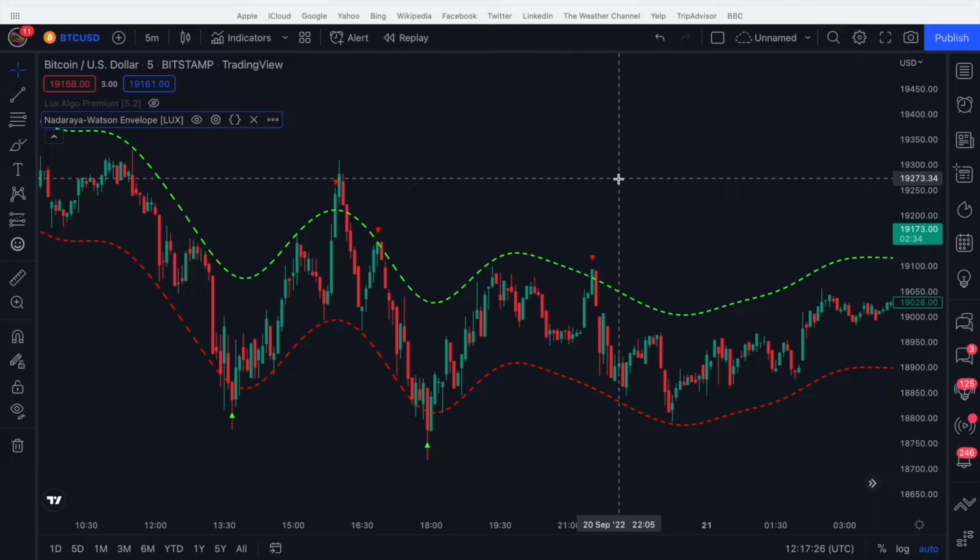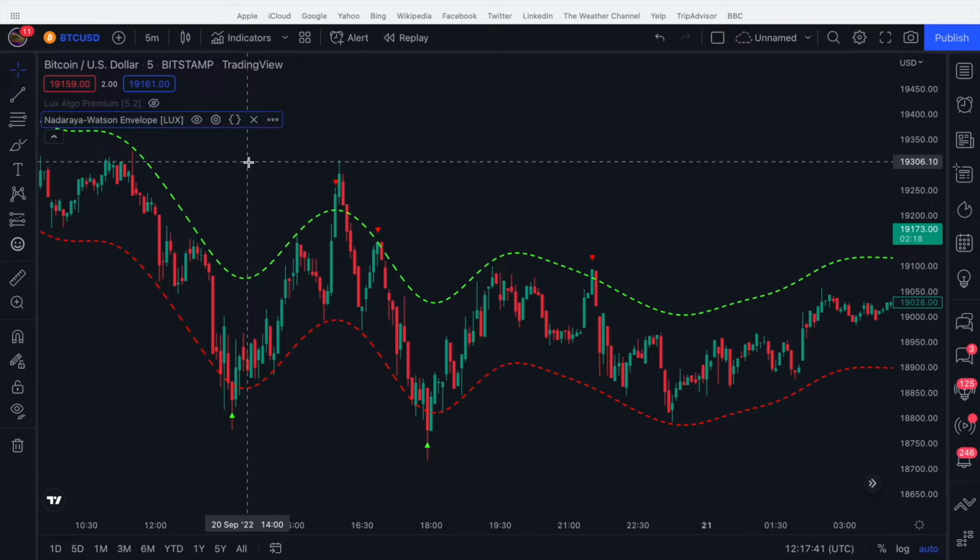Now, the nice thing about this, as I mentioned in the other video, is we can use this in confluence with other non-repainting indicators. Just because it repaints doesn't mean it's useless, does not mean it's presenting useless information to us. In fact, it can be very, very useful.